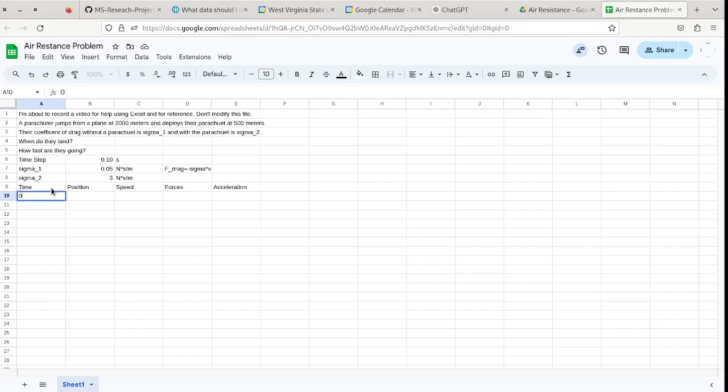Alright, so at time step 0, they are 2,000 meters up, they have a speed of nothing, and the forces upon them are just gravity right here. So that's going to be 9.8 times, I need their mass. We'll come by that shortly, won't we?